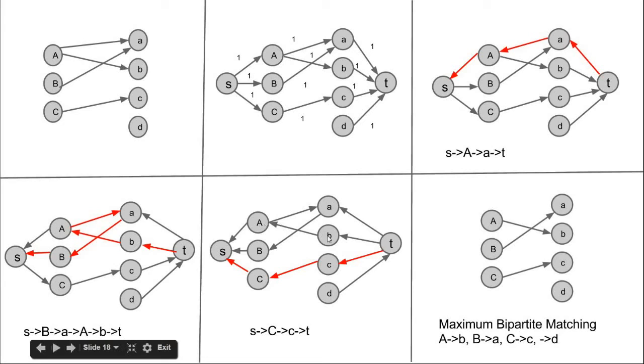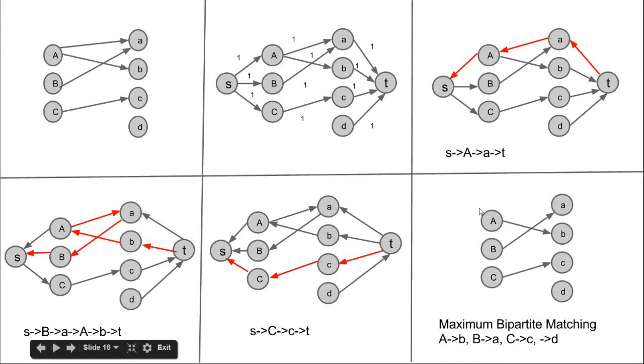There is a matching from capital A to small b, because there is a reverse edge from small b to capital A. So A to B, B to A is matched, and C to C is matched. So the max bipartite matching is A to B, B to A, C to C. There is no matching for D, however.